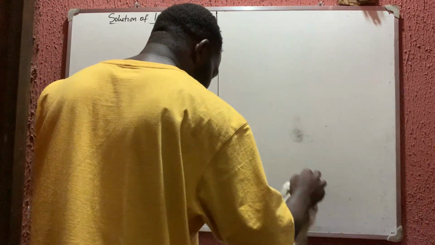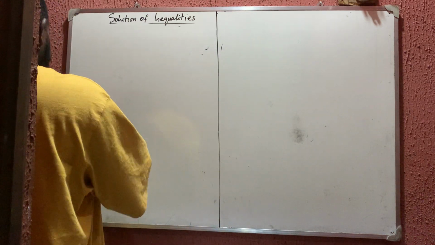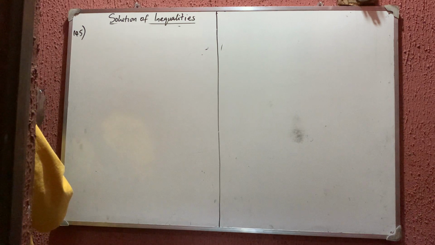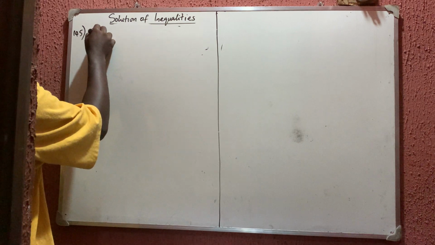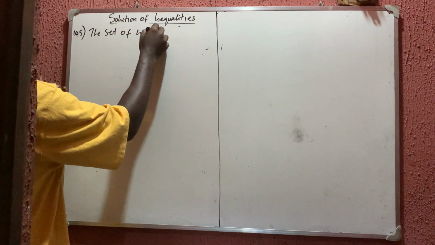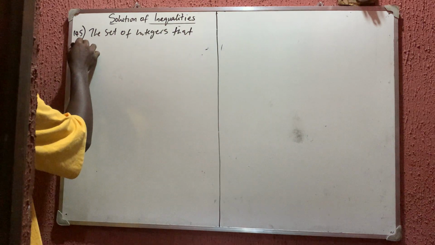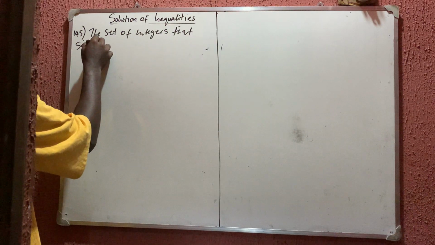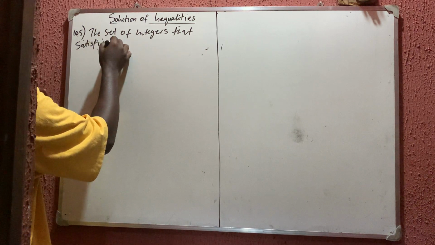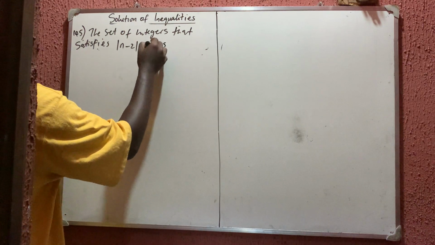So for question number 145. Question number 145 said the set of integers that satisfies the absolute value of n minus 2 is less than 1 is dash.